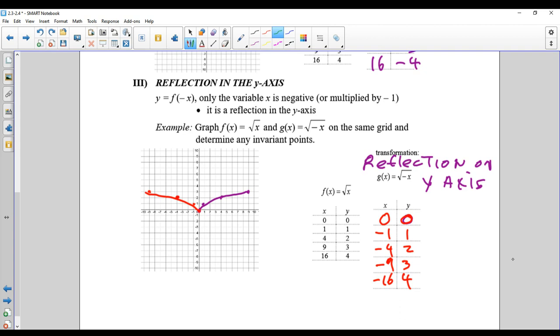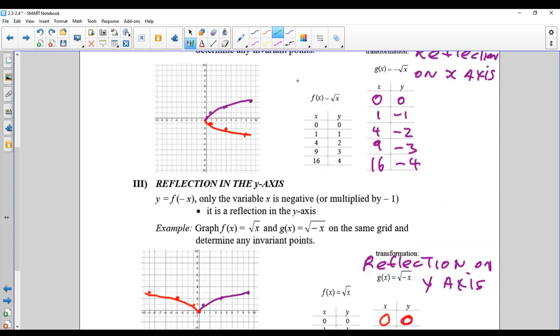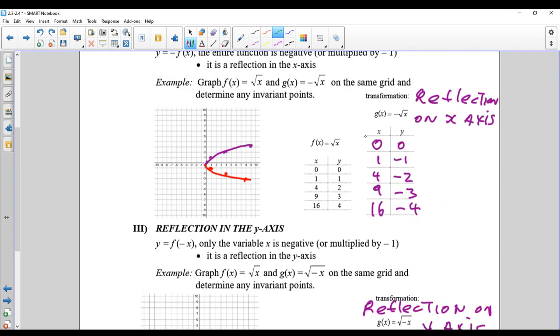So let me answer that question now. Which is the invariant point? Let me go back up to the top here. Which point from the original table did not change? Which point is invariant is the question. Yes, Charmaine? The 0, 0. So the invariant point was the 0, 0.